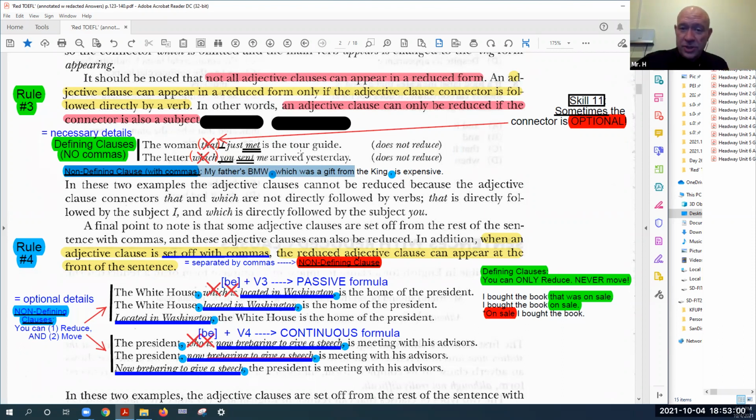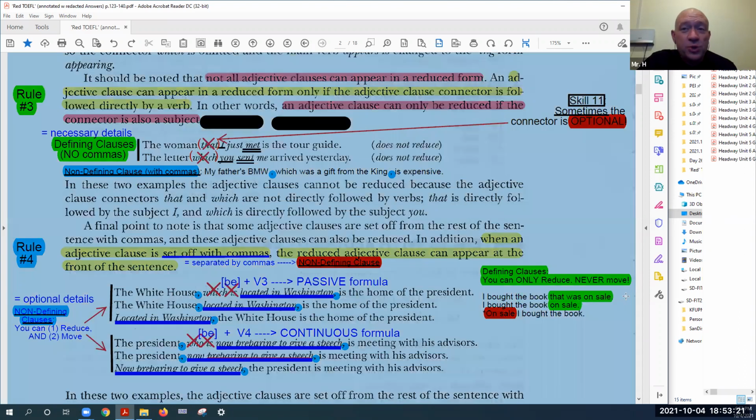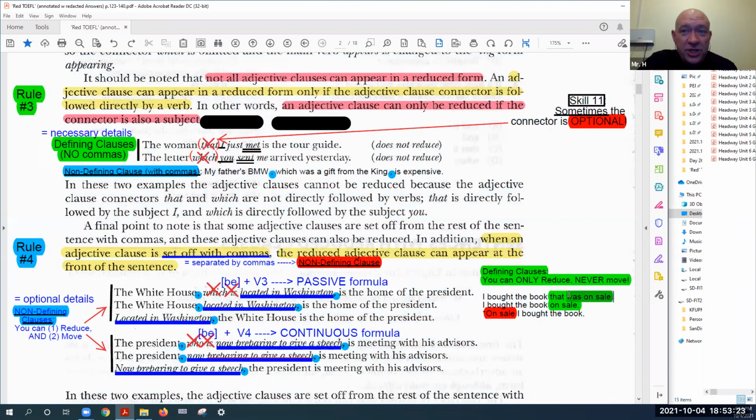Some cases we cannot reduce, but others you can. Let's look at the example I put down here. Rita, can you read this? I bought the book that was on sale. Now, if I just say this, I bought the book, do you know exactly which book? No. So that means we need this information here, right?